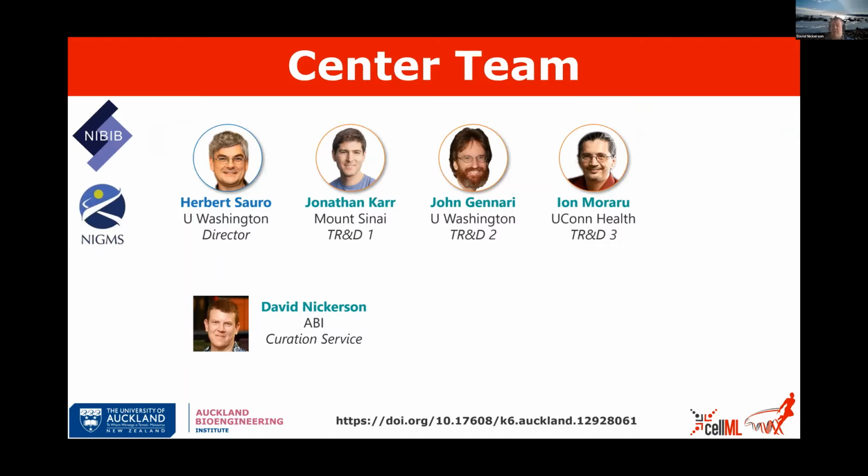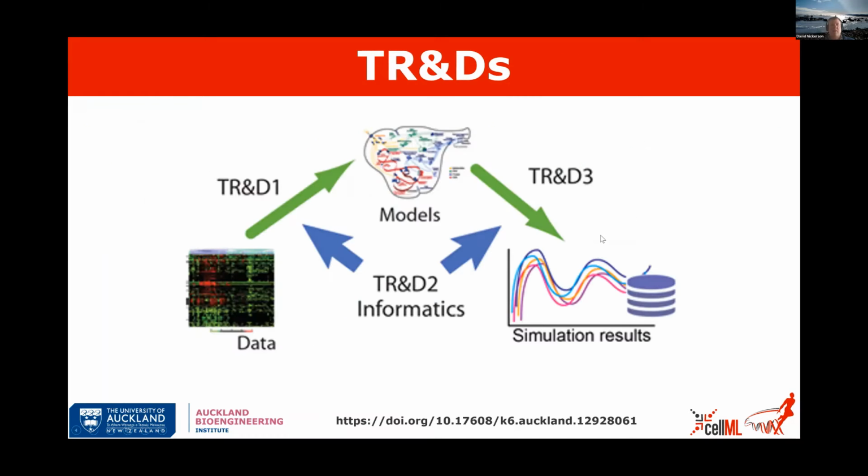In this center, it's split into a few different groups, a couple based in the University of Washington in Seattle, one in Mount Sinai and UConn Health, and the Auckland Bioengineering Institute. And it's split into 3 parts where we really want to look at the reproducibility of biomedical modeling from inception through to the end product. So it's all about how do you reproducibly build models from data, how do you reproducibly simulate models and get results, and the annotations that underlie how that can be done.